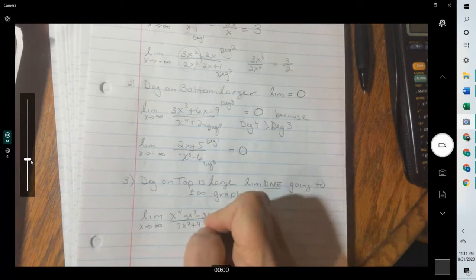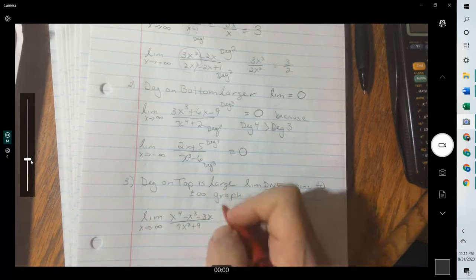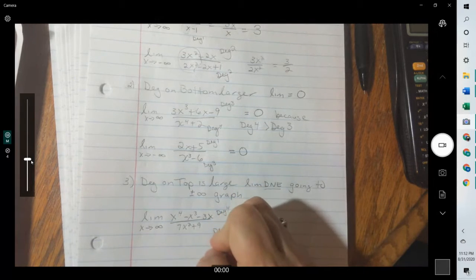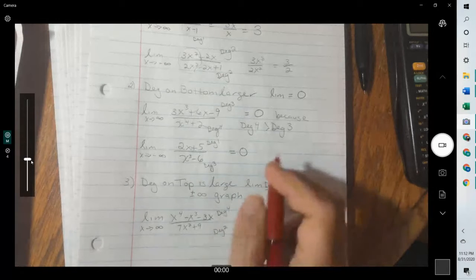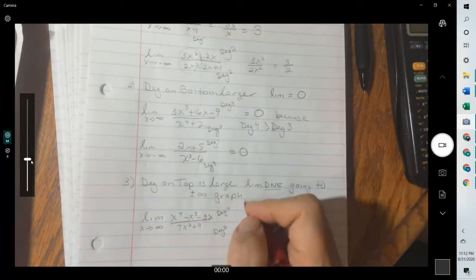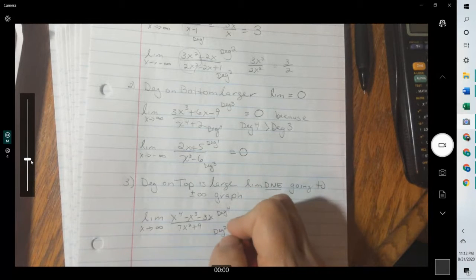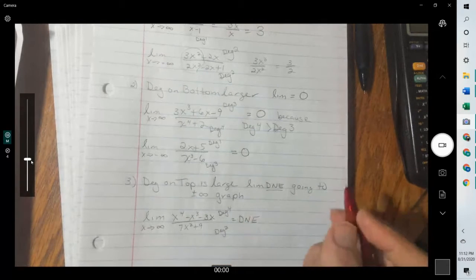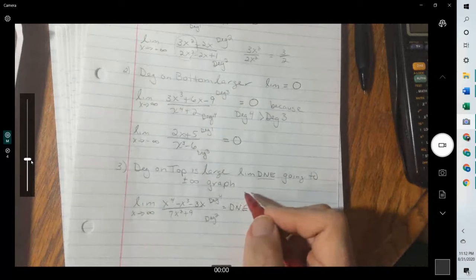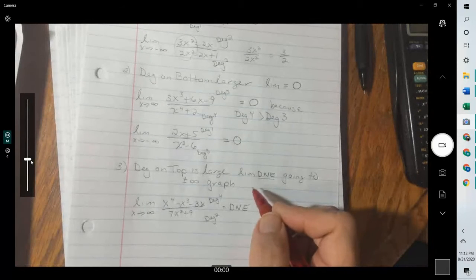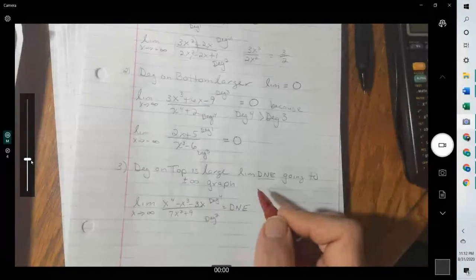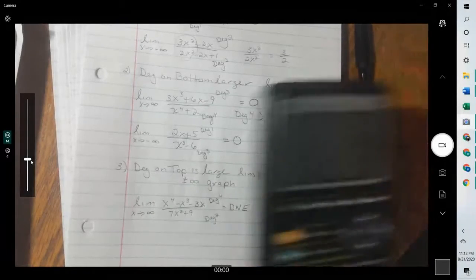So if we had this, we know the degree on the top is 4, and the degree on the bottom is 2. That tells us that the limit does not exist. And that's because it's getting huge. So we want to know if it's positive or negative infinity. One way to do that is to graph it.